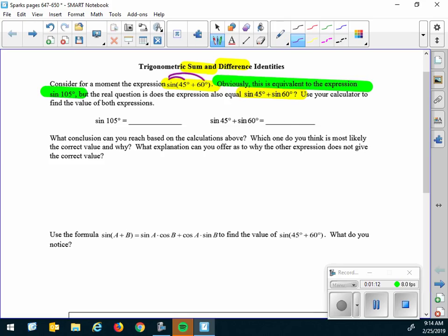So calculator, degree mode. I want you to find the sine of 105 degrees. And I want you to find the sine of 45 degrees plus the sine of 60 degrees. I'll pause while I do that myself. For sine of 105 degrees, I got 0.966. Remember, we're going to round everything to 3 decimal places. And for the sine of 45 degrees plus the sine of 60 degrees, I got 1.573.